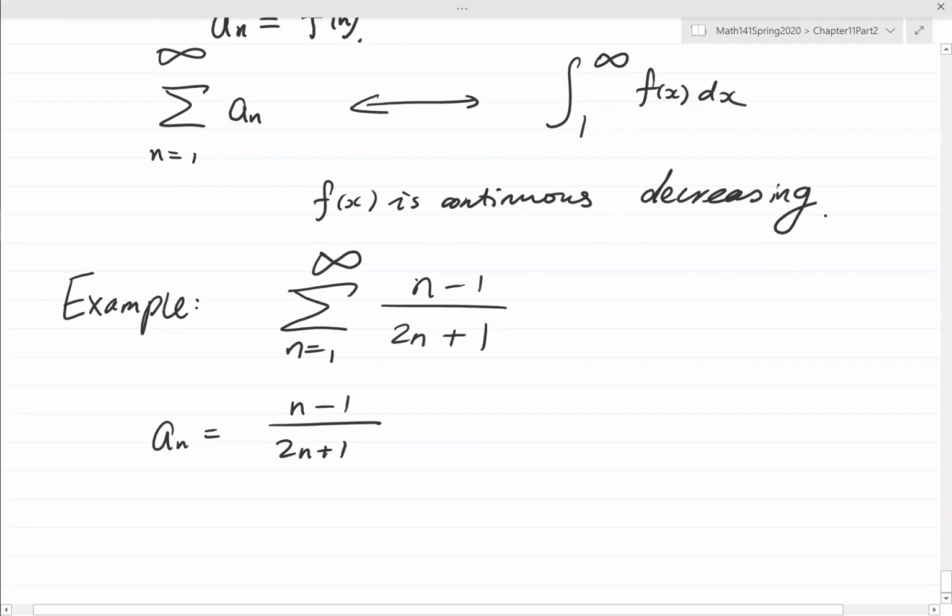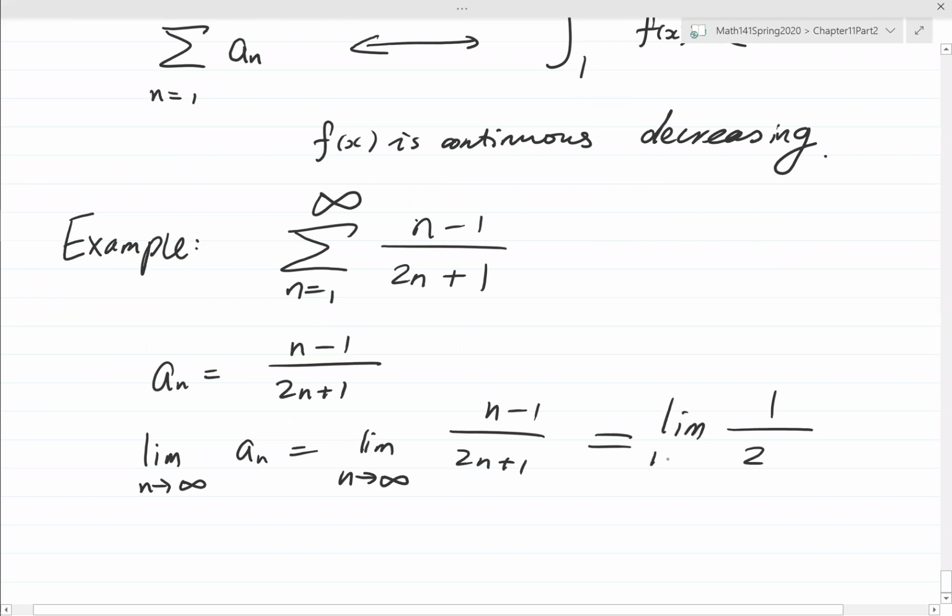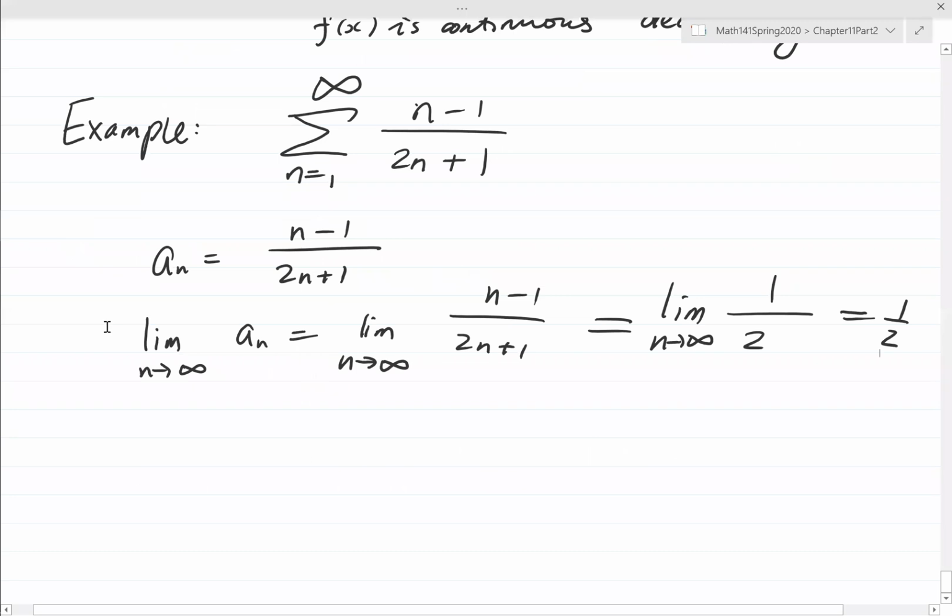So the general term a_n is n minus 1 over 2n plus 1. Now you study the limit behavior of a_n and compare it with certain things. The limit as n approaches infinity of n minus 1 over 2n plus 1, by L'Hopital's rule, you take the derivative, and the limit is 1/2. The 1 and negative 1 are really small compared with n and 2n, so when we take the limit, it does not make a difference.